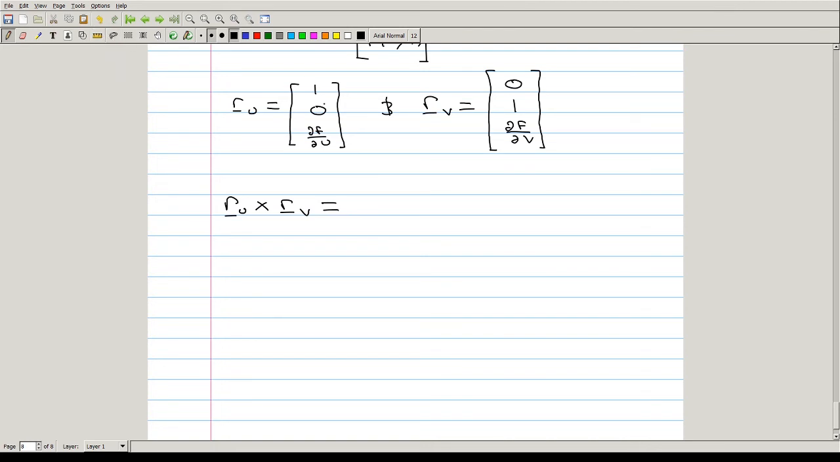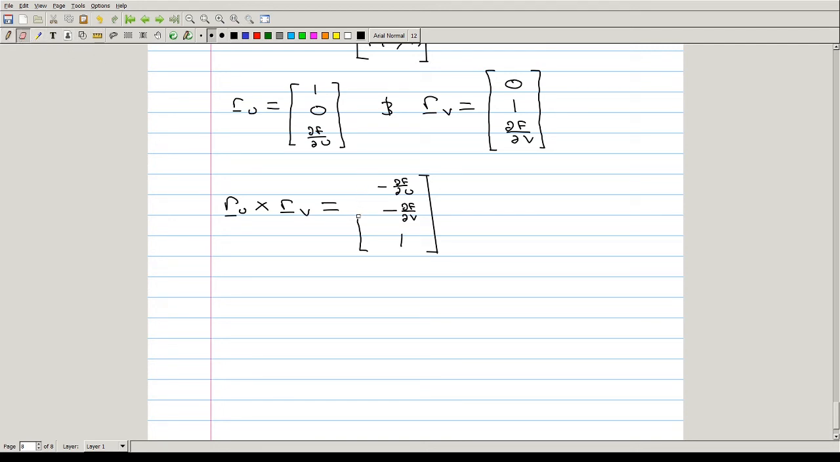And because it's the cross product of this vector right here and this vector right here, the actual value of the cross product vector is going to be 0 times this minus df/du times 1. It's going to be negative df/du. The y component is going to be negative this times this minus this times this. So it's going to be negative df/dv, partial f partial v. And then the z component is going to be 1 times 1 minus 0 times 0, which is just 1. So there you have it. This is our ru cross rv.